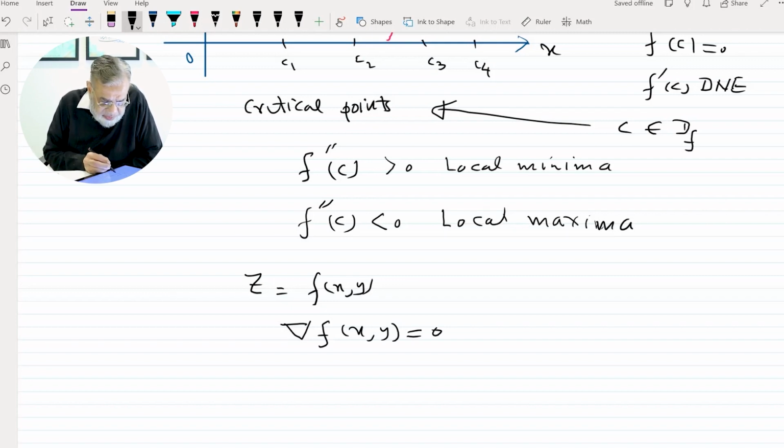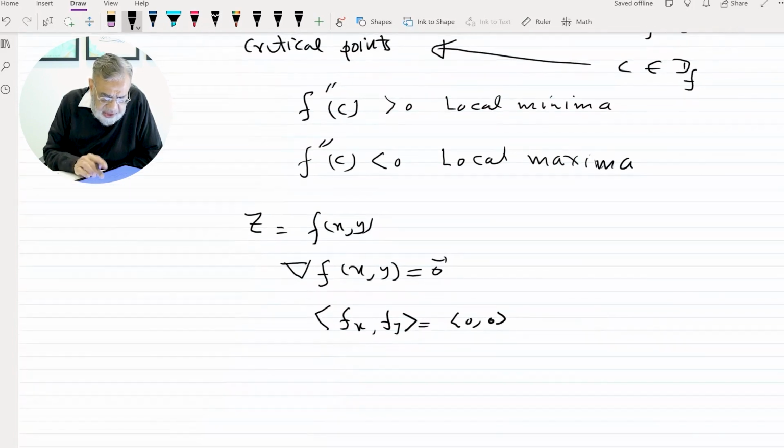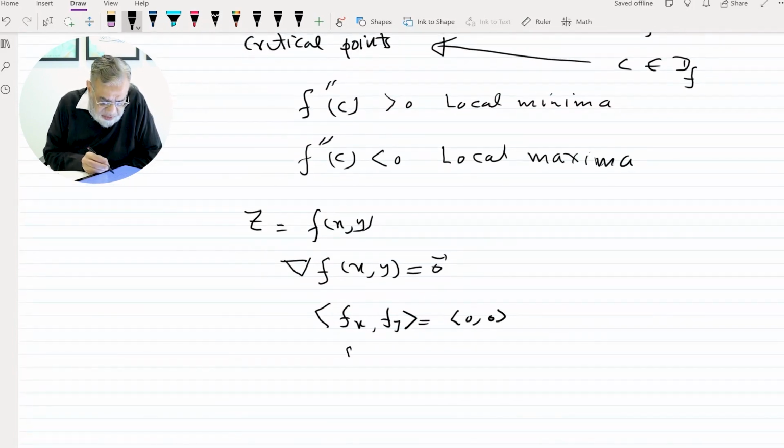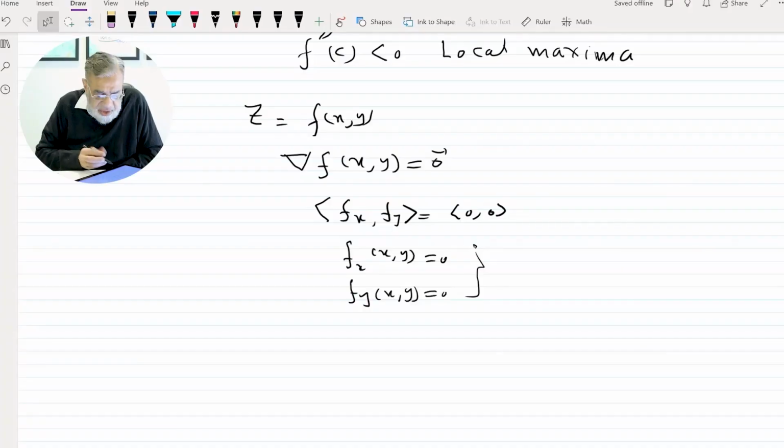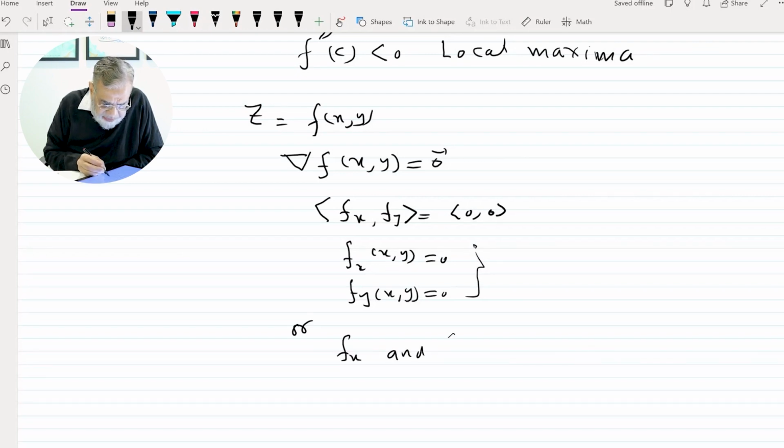That means if I extend this, my gradient of f(x,y) is f_x and f_y, and it's equal to the zero vector. The zero vector has two coordinates, 0 and 0. When these two vectors are equal, the components are equal, so we get f_x(x,y) equals 0 and f_y(x,y) equals 0. So we get the critical points by solving these equations: the derivative with respect to x equal to 0 and with respect to y equal to 0. And as we said before, we also have critical points where the derivative does not exist, that is, where f_x or f_y does not exist. So at these points we say they are the critical points.